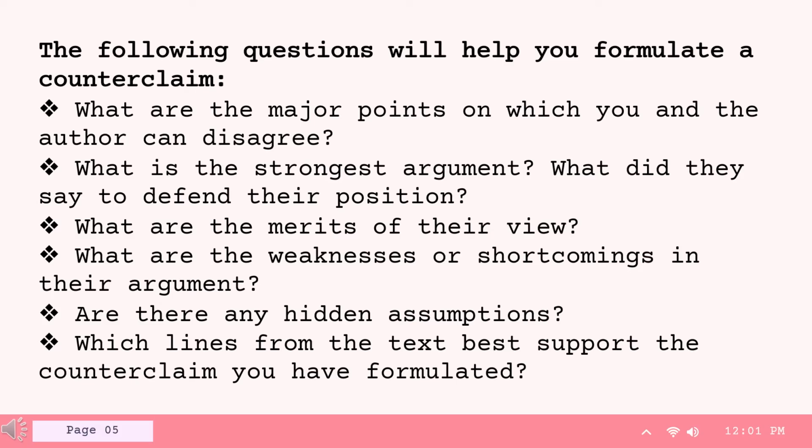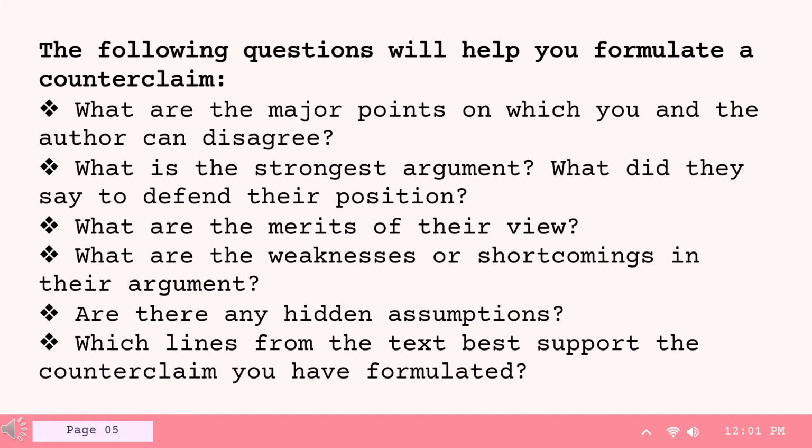First, what are the major points on which you and the author can disagree? Second, what is the strongest argument? What did they say to defend their position? Third, what are the merits of their view? Fourth, what are the weaknesses or shortcomings in their argument? Fifth, are there any hidden assumptions? And sixth, which lines from the text or, let's say, speech best support the counterclaim you have formulated?